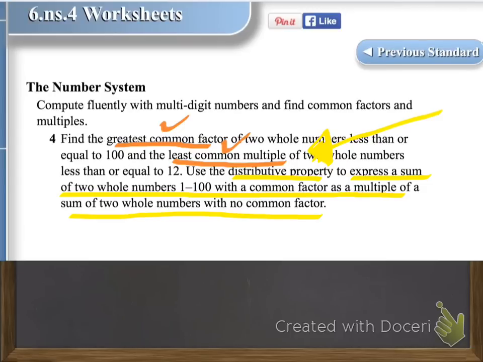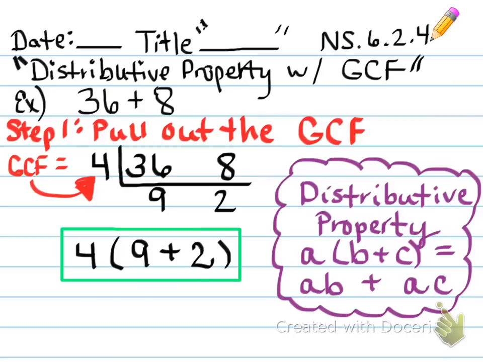Okay, this is a reminder of what we have already done with the GCF and the LCM, and now the focus in yellow is on distributive property. Expressing a sum of two whole numbers 1 through 100 with a common factor as a multiple of a sum of two whole numbers with no common factor. All right, that's a long sentence, but it breaks down like this again.